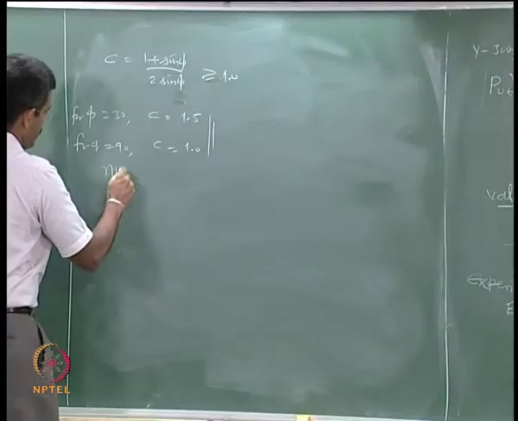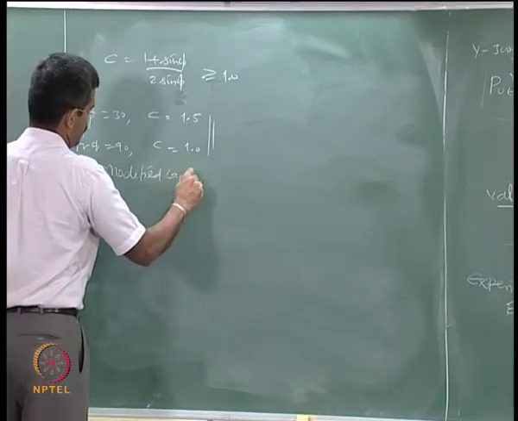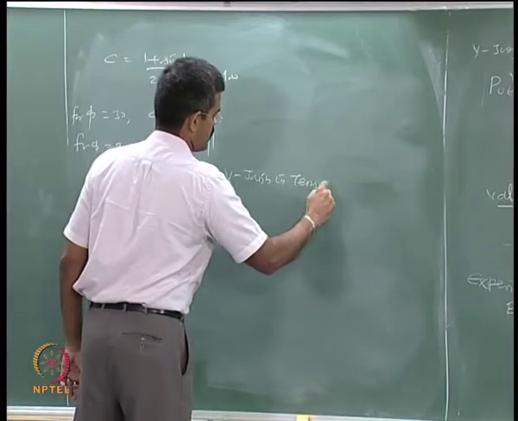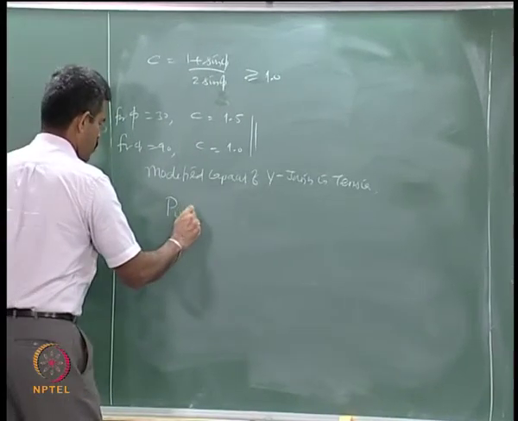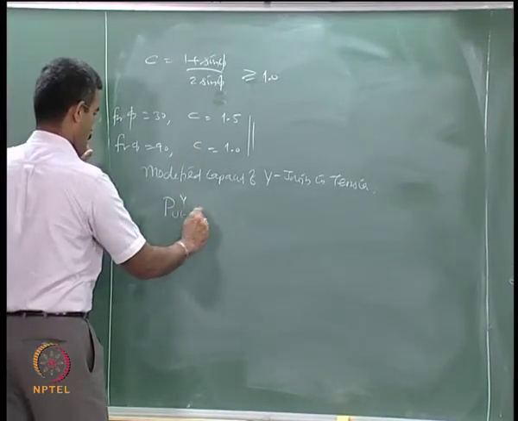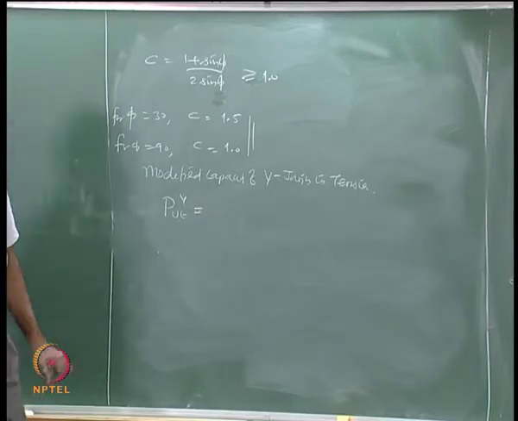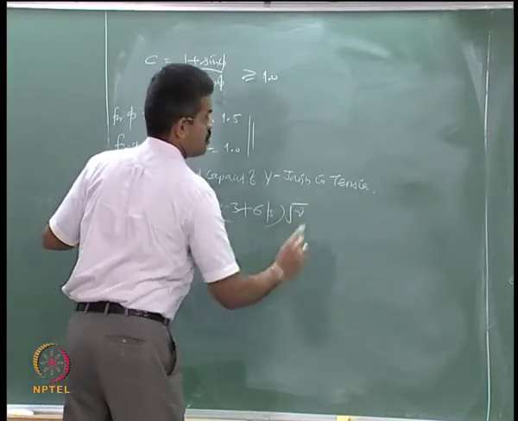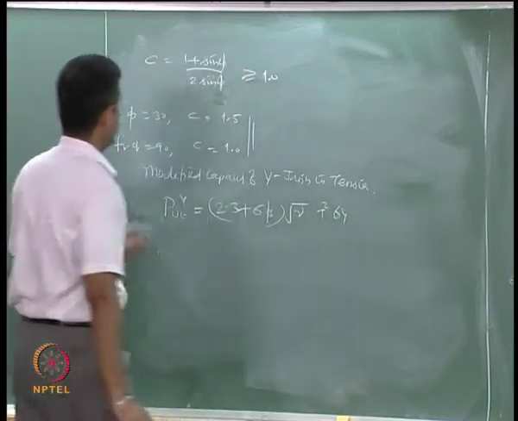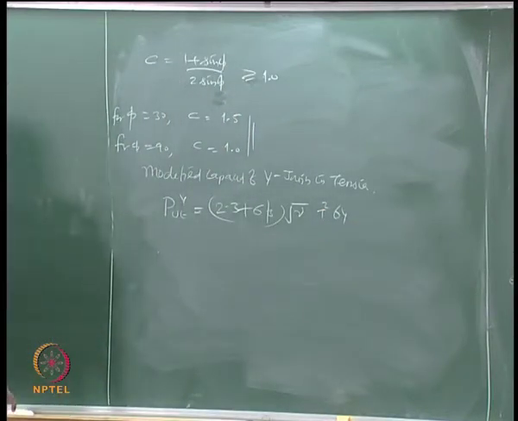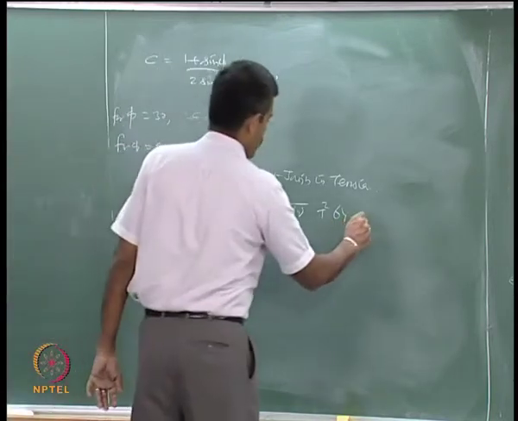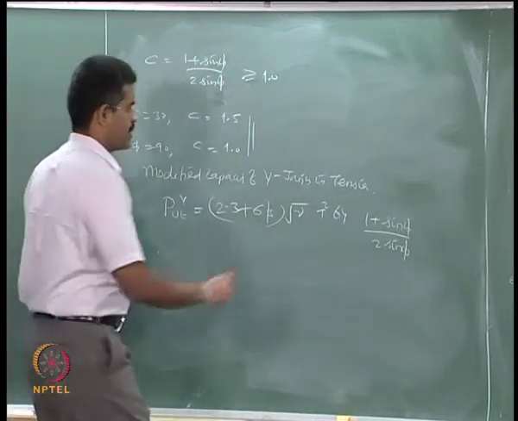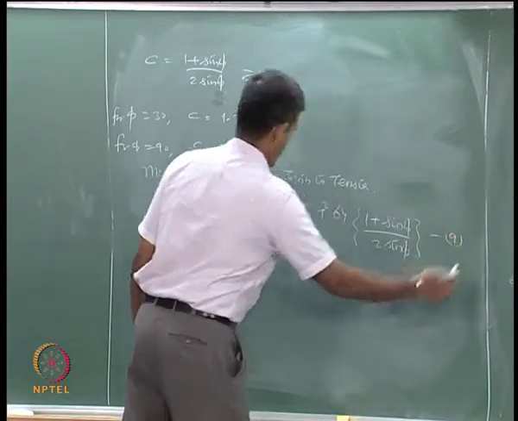Therefore, the modified capacity of Y joints in tension, P u t y, is 2.3 plus 6 beta root nu t square sigma y, multiplied by 1 plus sin phi by 2 sin phi, to multiply this correction factor equation.